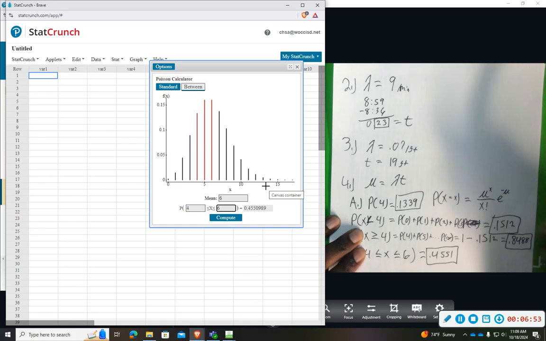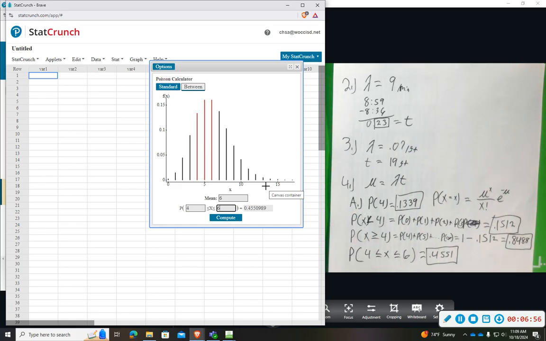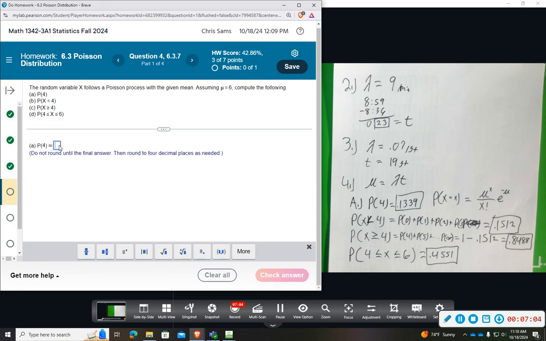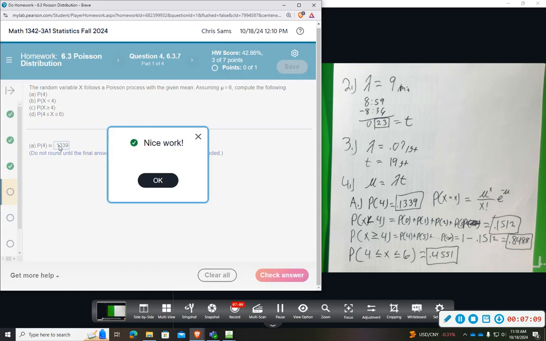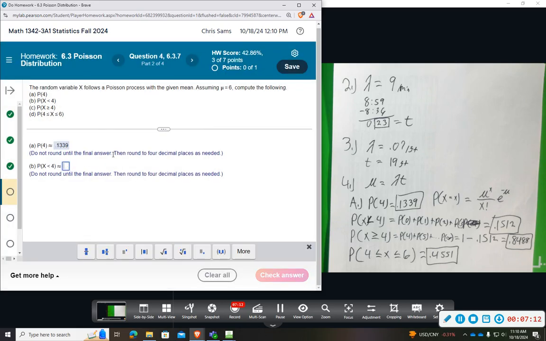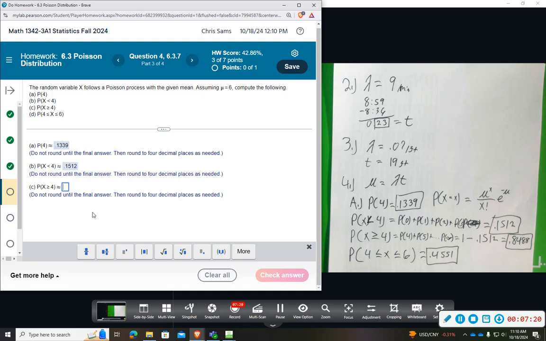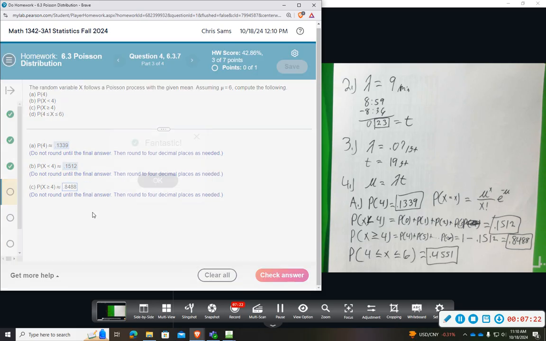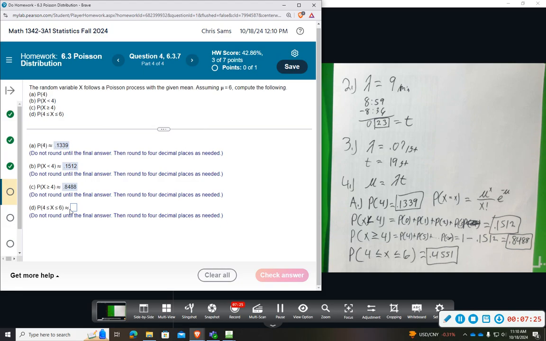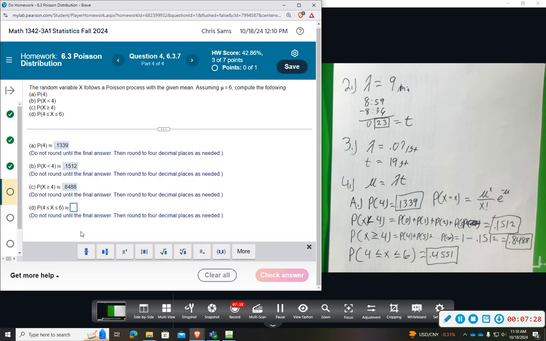Now there are tables and charts and things that we can use, but not all of them have all the means that we might want. So using StatCrunch will get you there every time. So we're going to enter those answers here. 0.1339, 0.1512. This is going to be 0.8488. And between was 0.4551.